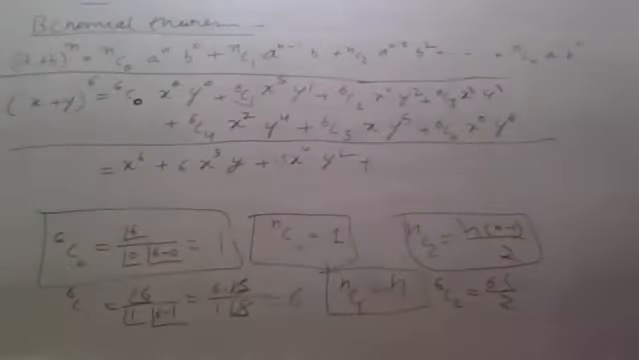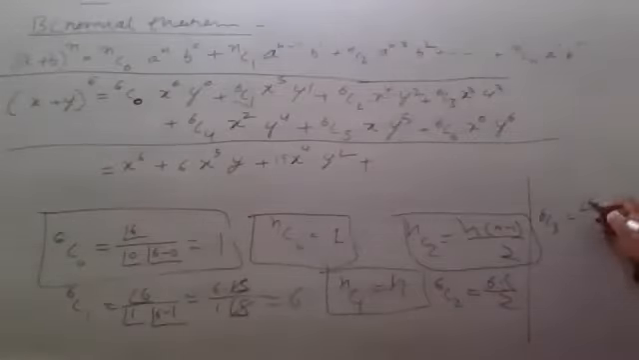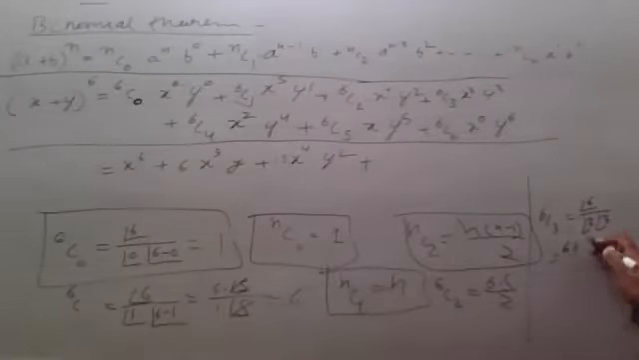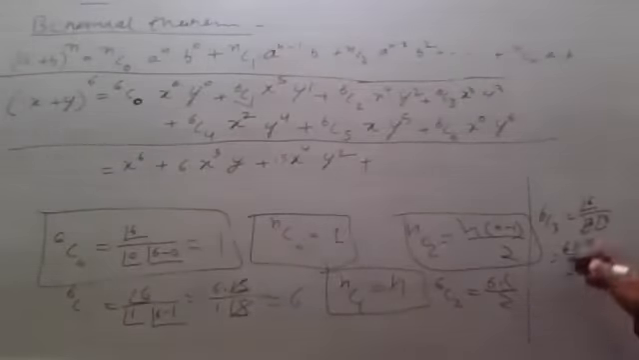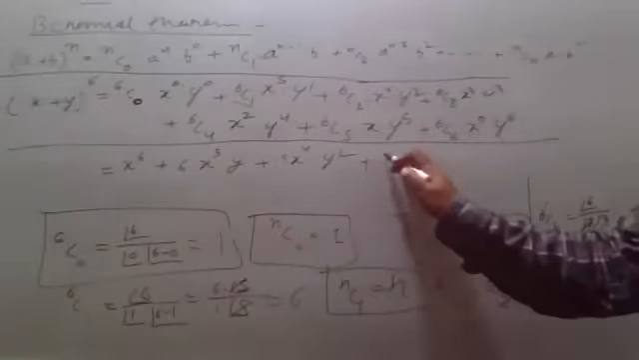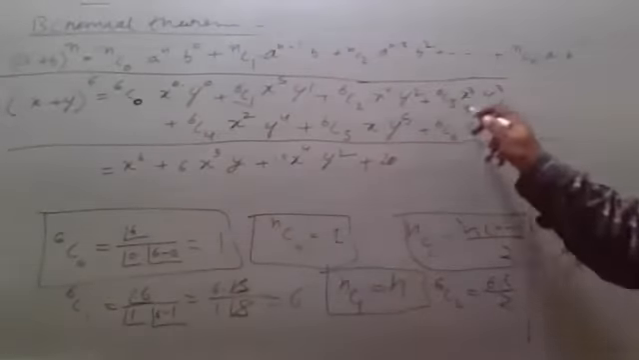What is the value of 6C3? Factorial 6 upon factorial 3 into factorial 3. That is 6 into 5 into 4 upon 1, and the factorial 3 will be cancelled out. Factorial 3 is also 6, so 6 and 6 cancel out, and it is 20. So the 6C3 term is 20 x cube into y cube. Understood?